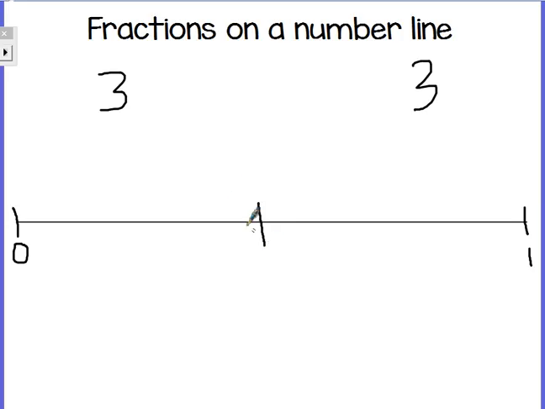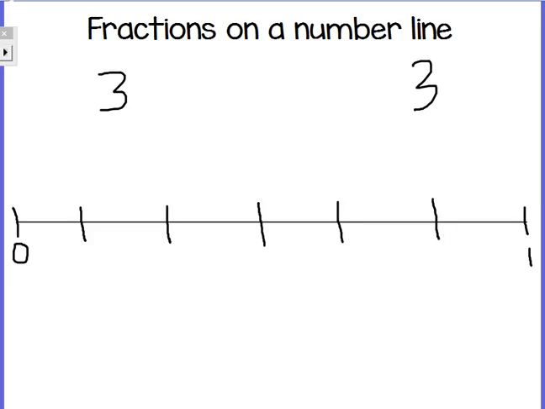I also know if I need 6 pieces, I need to draw 5 lines. So I have 1 here. Now over here on this half, I need to make 3 equal pieces. So I can kind of guesstimate where that would be. So I have 1 piece, 2 piece, 3 piece. And on this half, I need to do the same thing. I need another 3 pieces. So here's my other 2 lines.